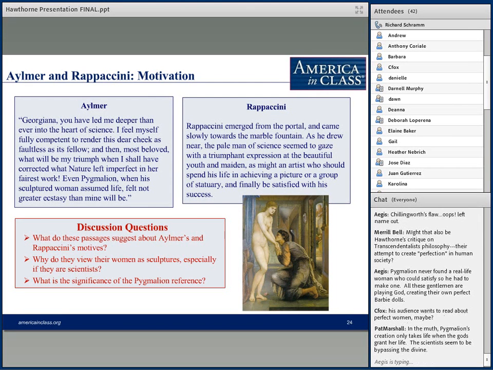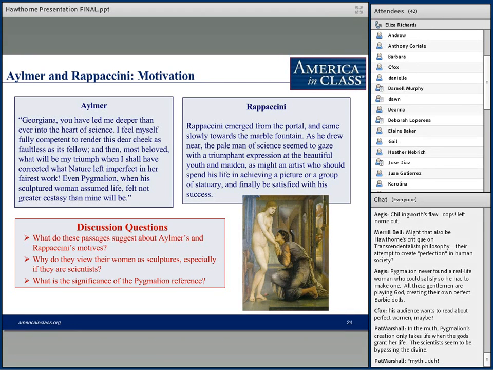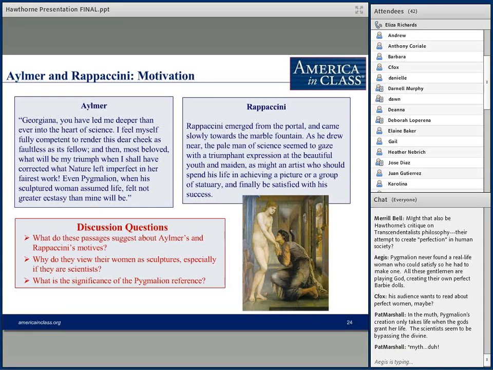And we have a comment: Pygmalion never found a real-life woman who could satisfy him, so he had to make one. All these gentlemen are playing God, creating their own perfect Barbie dolls. And then we have other comments. His audience wants to read about perfect women, maybe. That's an interesting point about audience. We might want to talk about that later on. In truth, Pygmalion's creation only takes life when the gods grant her life. The scientist seems to be bypassing the divine.